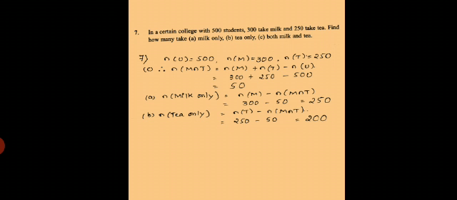Now, the number of students who take only milk can be calculated with the formula n of M minus n of M intersection T, that is 300 minus 50, which is equal to 250. Similarly, try for n of T only. Use the formula and subtract. You will get the number of students who take only tea is equal to 200.